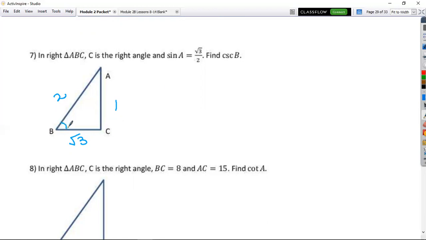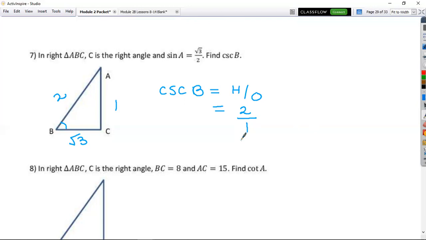So cosecant of B is equivalent to the reciprocal of sine, so it's hypotenuse over opposite. So for hypotenuse, I'm going to plug in 2, and for opposite, I'm going to plug in 1. That's it. Done. So down to number 8.